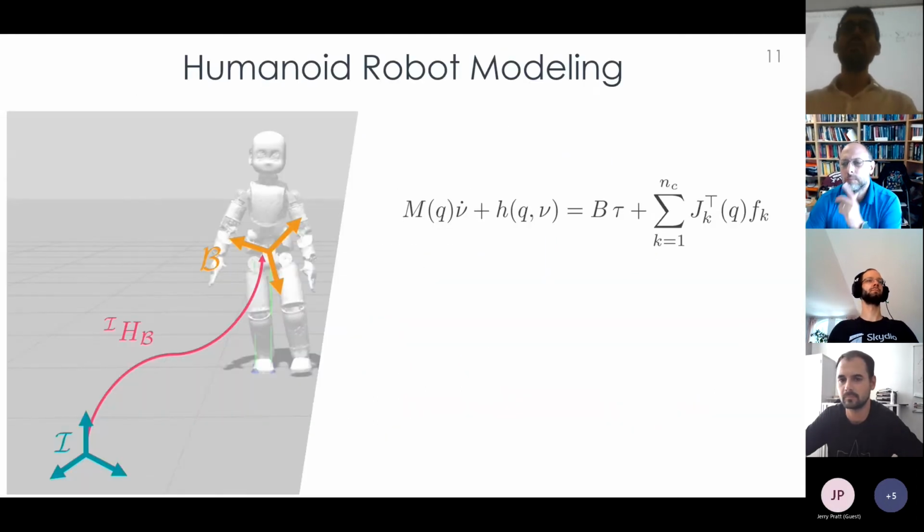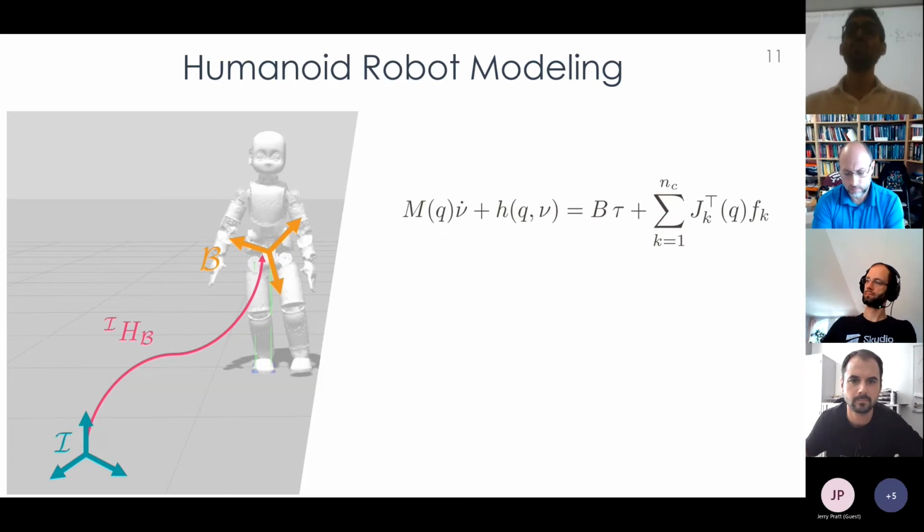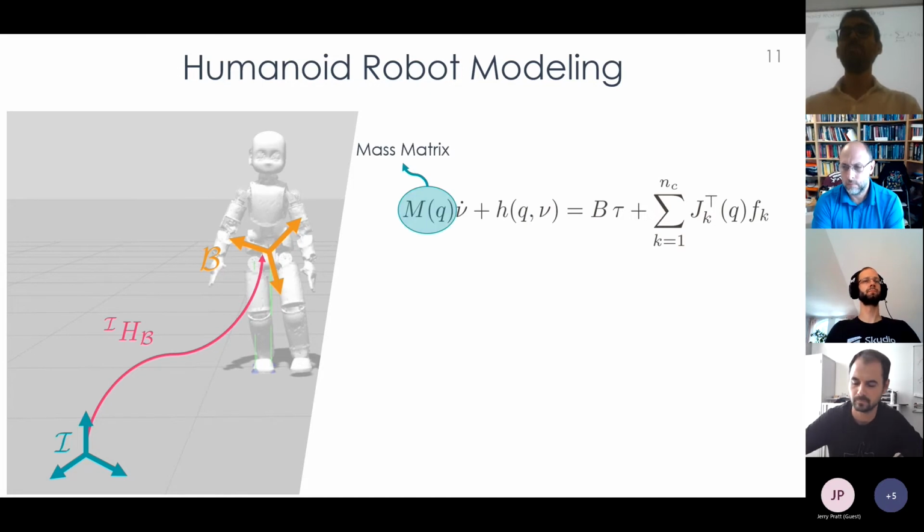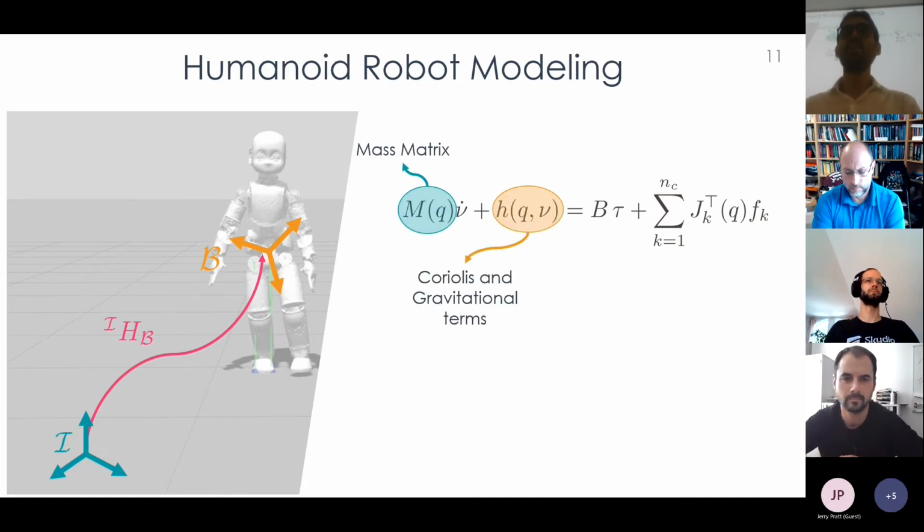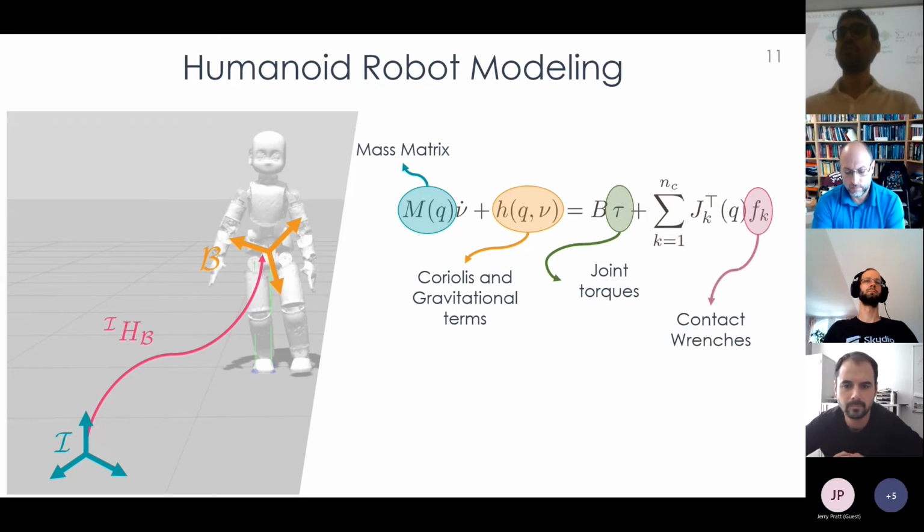As you know, the humanoid robot is a perfect example of a floating-base system, and this means that its configuration is not only described by the joint states, but we also need to know the position of the base. On the right-hand side, there is the dynamics of the system, where M is the mass matrix, H contains the Coriolis and gravitational terms, tau the joint torques, F the contact forces, and J the contact Jacobian.